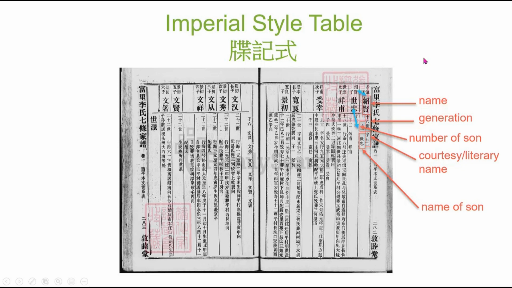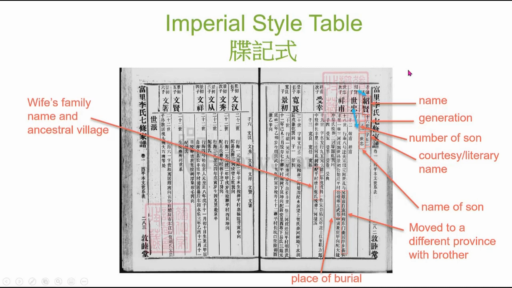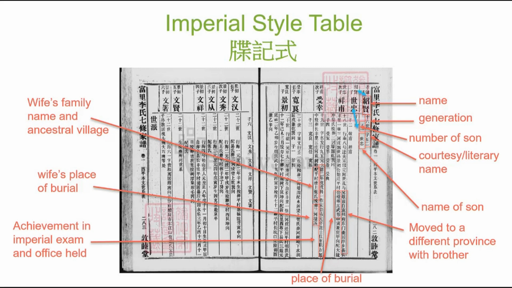Other information you can find in Imperial style table are things such as pattern of movement. This individual moved to a different province with his brother. Also, place of burial, wife's family's name and ancestral village, wife's place of burial, his achievement in Imperial exam and the office he held while he was alive. So it goes on for each individual in this table, and the information pertaining to that individual will be just right beneath the name.